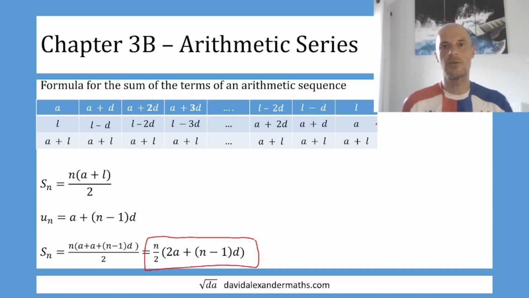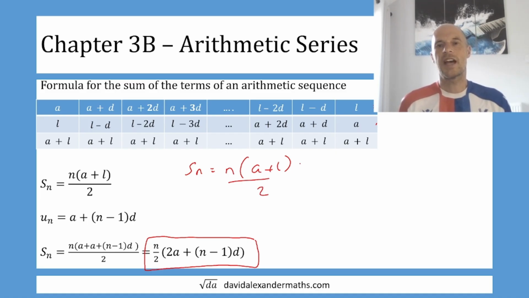Now if I add the two sequences together, I'm going to end up with a plus l, all these a plus l's. So the sum of the series will be n, the number of terms there are, n lots of this a plus l, halved. Now the last term, well, what are we going to do with the l?